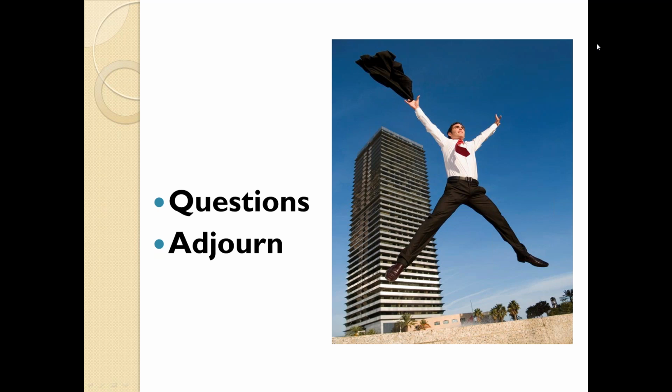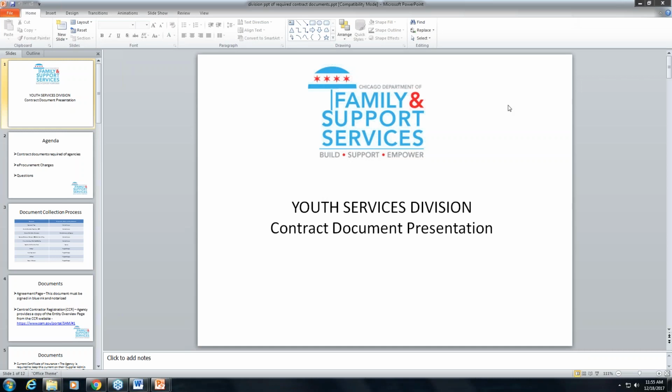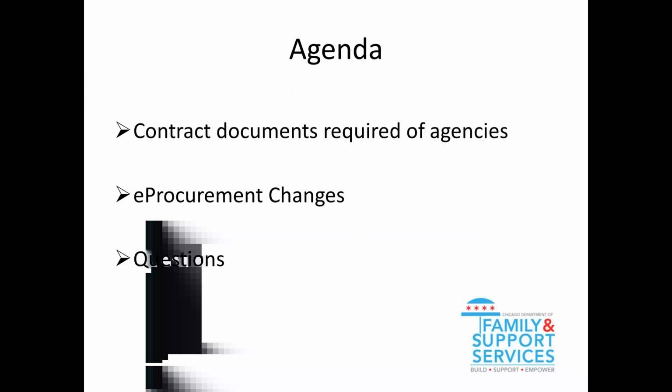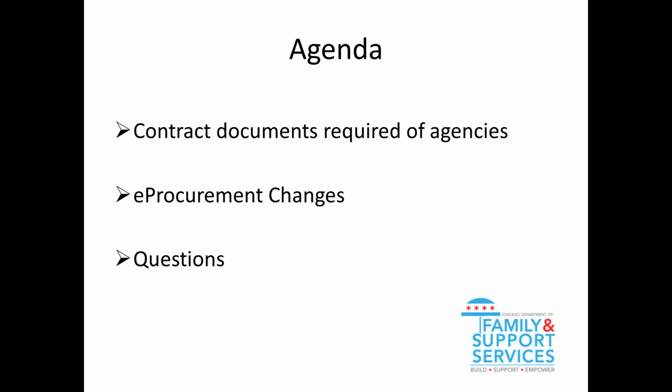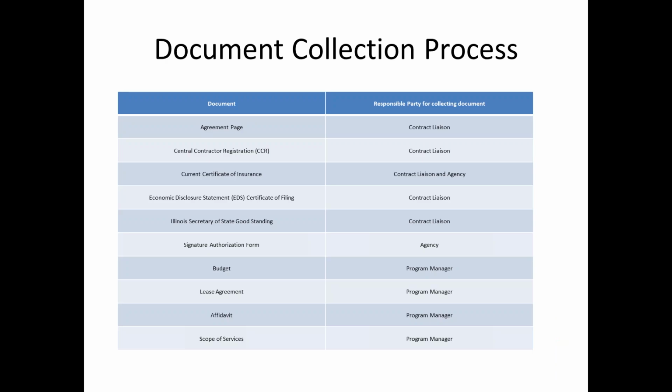Okay, go ahead, next slide. We're going to go through the documents that we will need. You should already be registered in e-procurement, so some of these documents will be uploaded to e-procurement now. Next slide, Victor. All of these are new contracts, so you will need the agreement page signed in blue ink and notarized when you turn it in to your contract liaison. That is the last page of the boilerplate that you received.